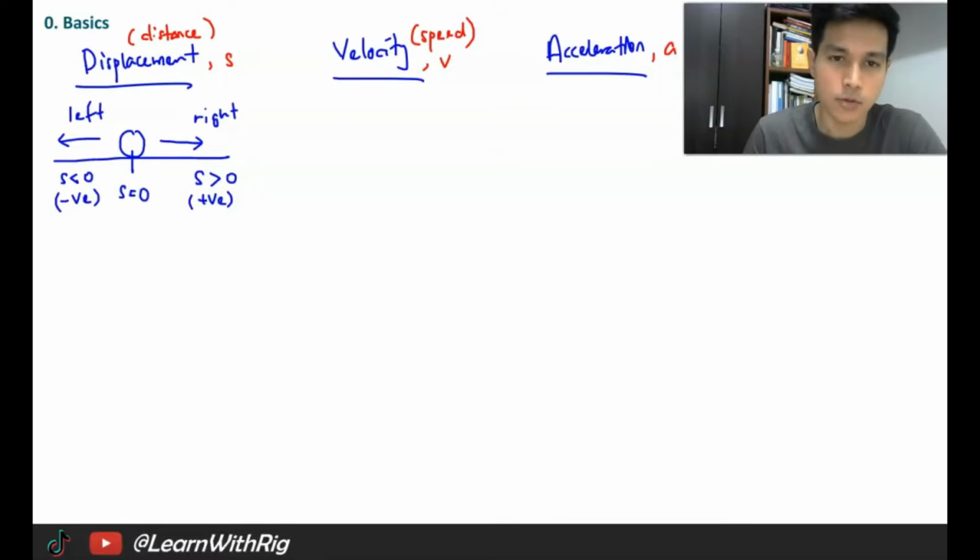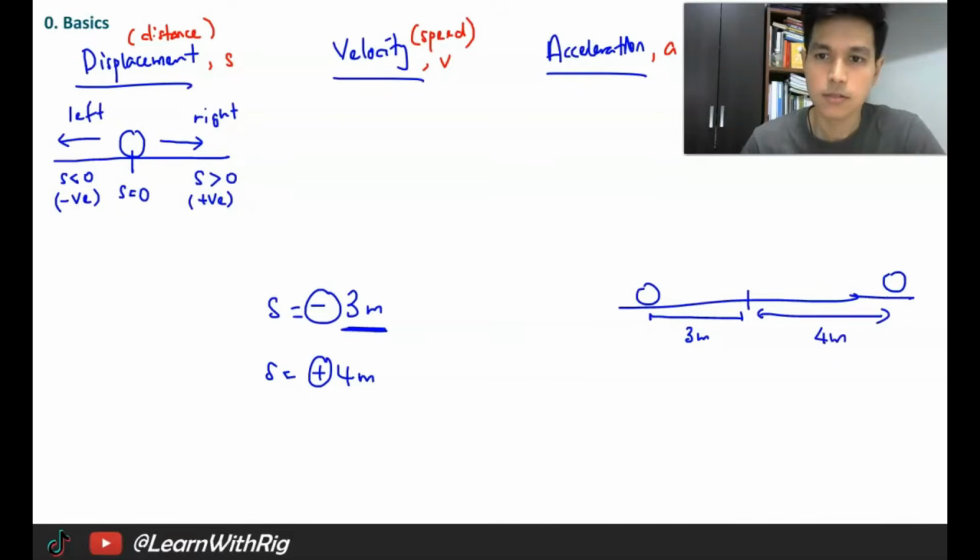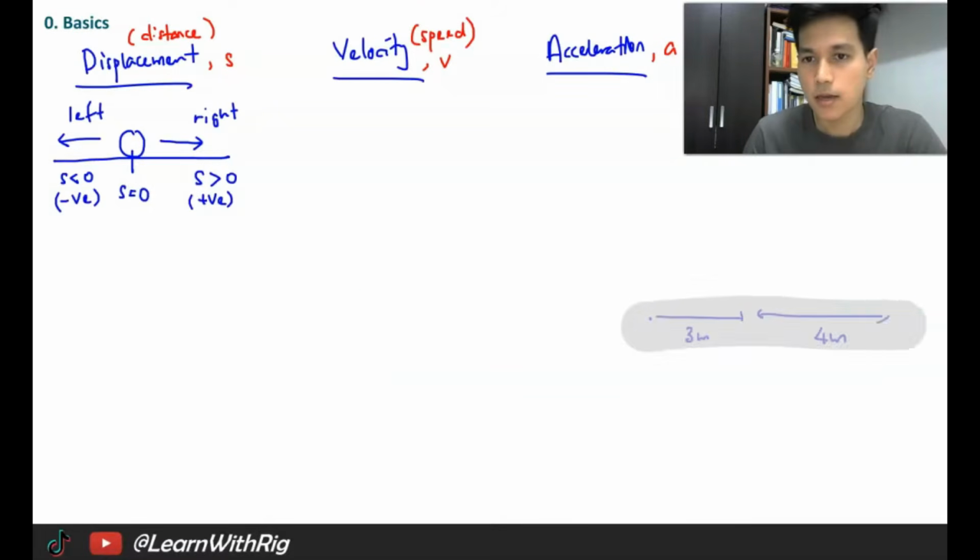So in other words, if I tell you the displacement is negative 3 meters, you should already know that the ball has traveled 3 meters to the left, because negative means left. Here is the original position, and the distance from the original position is 3 meters, to the left. If I say S equals positive 4, you know it's 4 meters to the right, so the ball will be maybe somewhere here. Clear? You must understand positive and negative. Positive means right hand side, negative means left hand side.